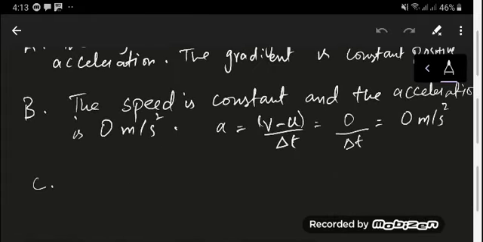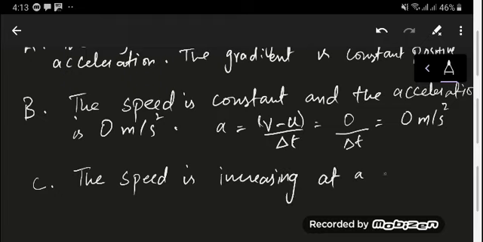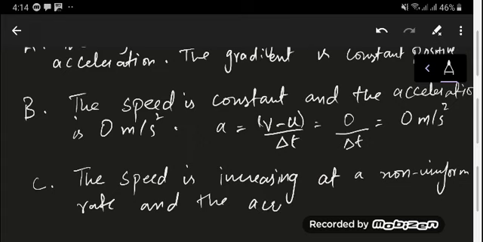So at part C, the velocity or the speed is increasing at a non-uniform rate, and because the speed is increasing, the gradient is increasing, the acceleration is also increasing.